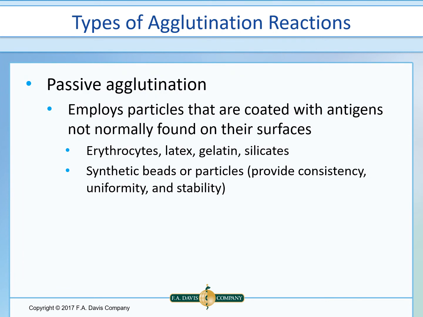Another type of agglutination reaction is passive agglutination. Passive, also known as indirect agglutination, employs particles that are coated with antigens not normally found on their surfaces. A variety of particles are used, including erythrocytes, latex, and gelatin. The use of synthetic beads or particles provides the advantage of consistency and uniformity. These reactions are easy to read visually and give quick results.